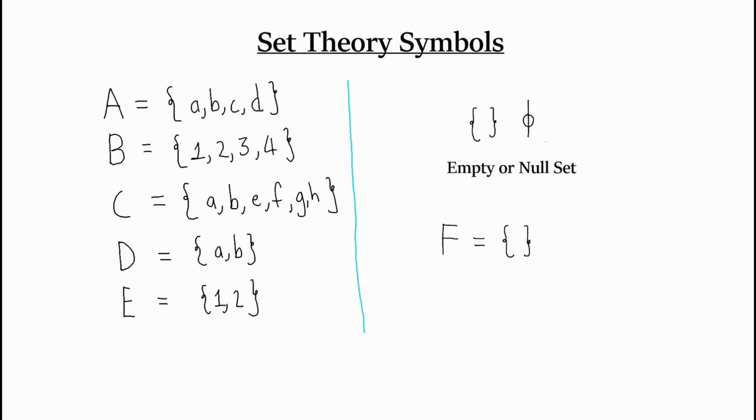Empty or null set. This means the set is empty. It has no elements. And this symbol is either 2 curly brackets with no elements in between, or a phi, which is a Greek letter.